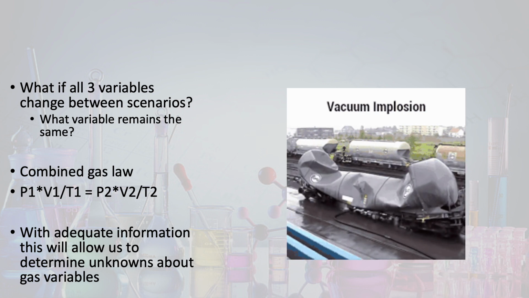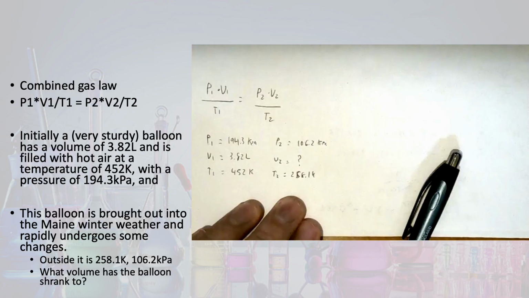So let's jump into a practice problem. Let's get our first problem set up. Initially, we have a very sturdy balloon that has a volume of 3.82 liters and is filled with hot air at a temperature of 452 Kelvin, and the pressure exerted on and within this balloon is 194.3 kilopascals. Now, we're going to bring that balloon out into the cold Maine winter weather, and it's going to rapidly undergo some changes. Outside, it is 258.1 Kelvin, and the atmospheric pressure today is 106.2 kilopascals.